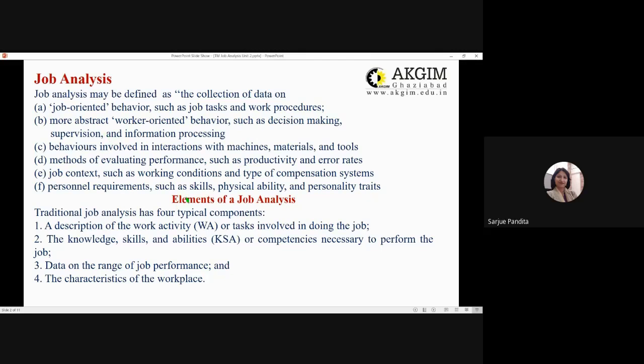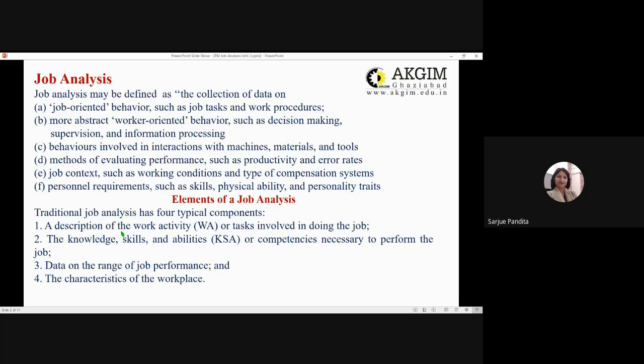Now, there are certain elements of job analysis. A traditional job analysis has four typical components. The first is a description of work activity or tasks involved in doing a job. What actually is a job? A job is a collection of various tasks. In mathematical form, task plus task is equal to work, and work plus work is equal to job. So, task is the basic unit of the job.